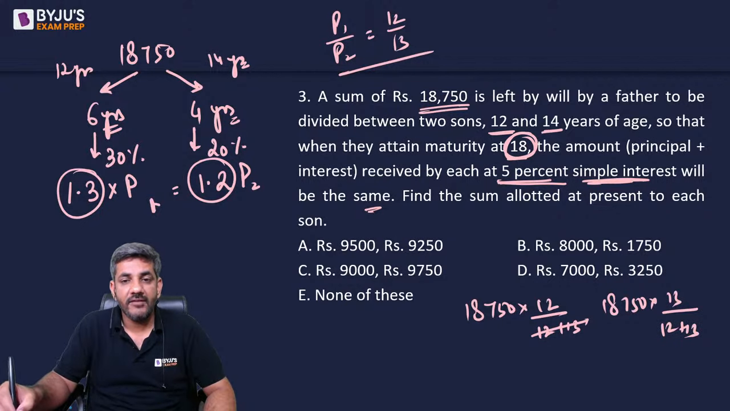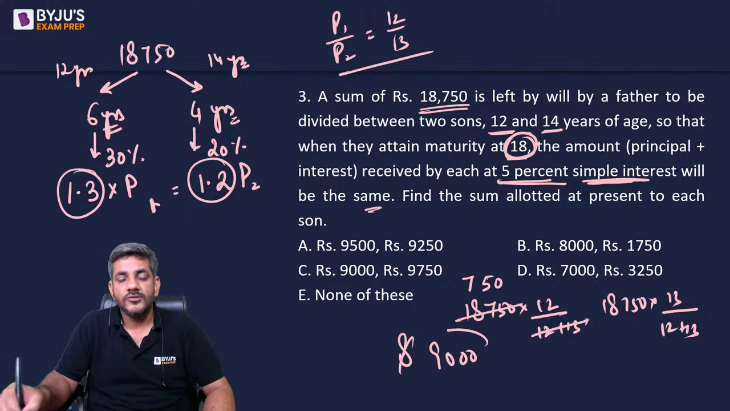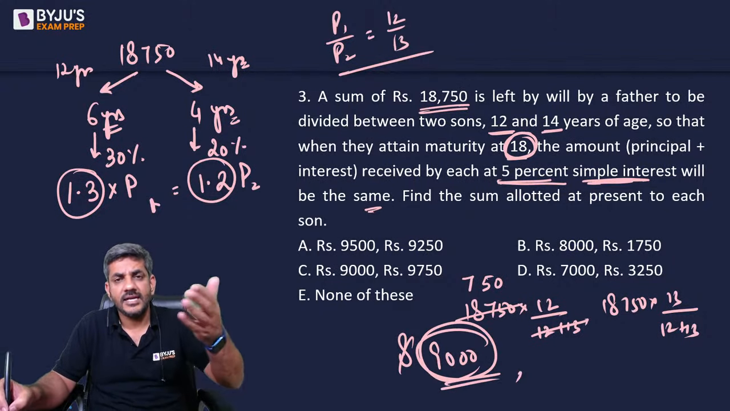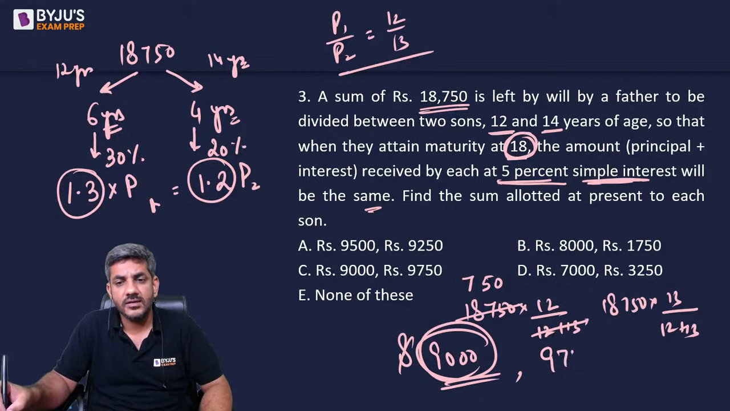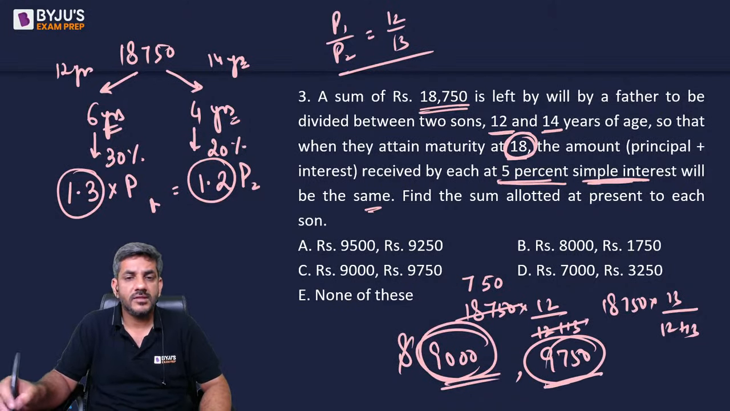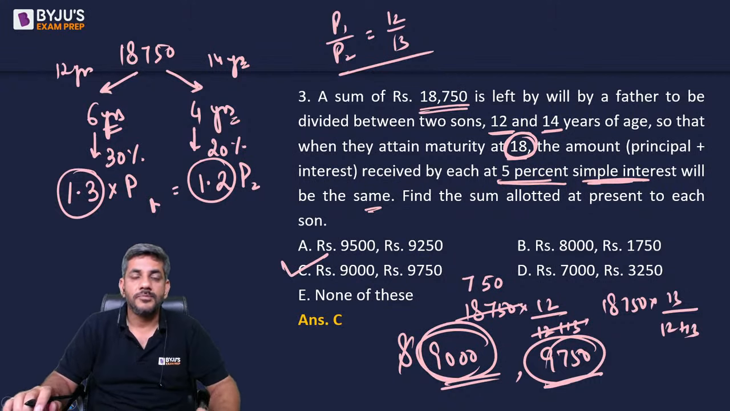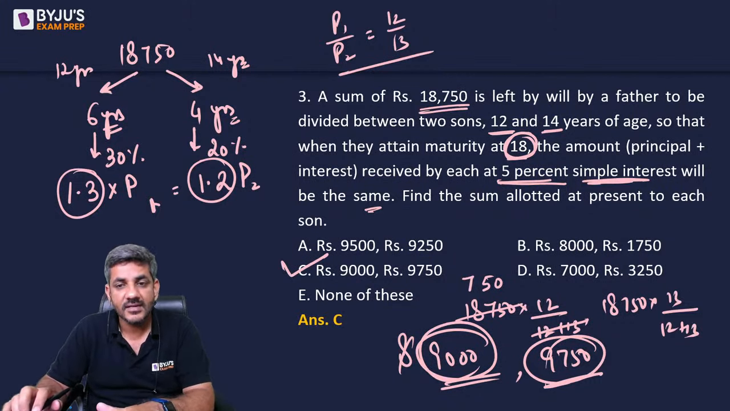So 25 would cancel out. 25 sevens are 175, and 12 into 750 is 9,000. So 9,000 is the principal of one guy and the remaining, that is 18,750 minus 9,000, 9,750, would be with the other guy. So my answer for this question is going to be option C. So C is the right answer for this question.